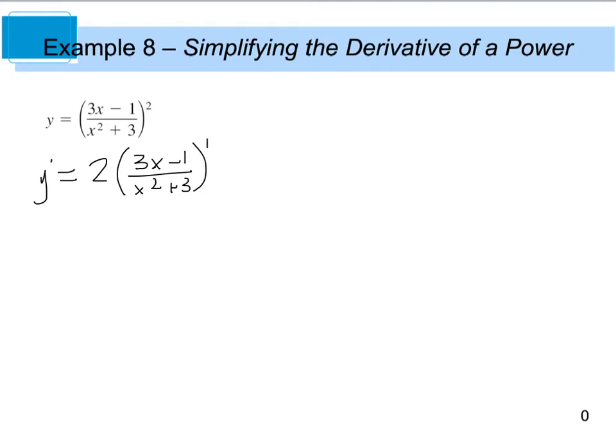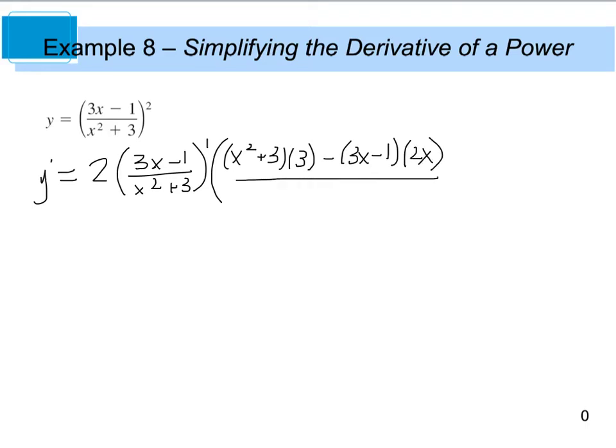Now we have to take the derivative of the inside. To do the derivative of the inside, I am going to have to apply the quotient rule. So I have the bottom, which is x squared plus 3, times the derivative of the top, which is 3, minus the top, or 3x minus 1, times the derivative of the bottom, which is going to give us 2x, all divided by the bottom squared.